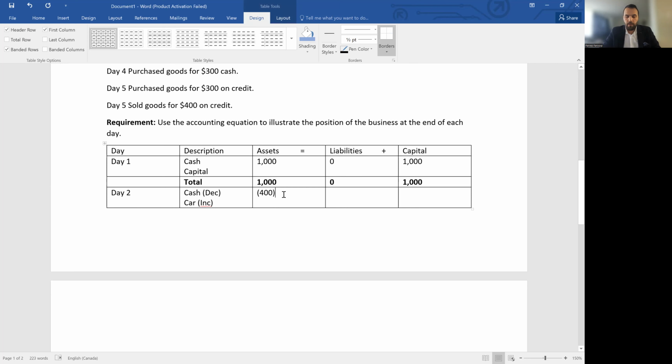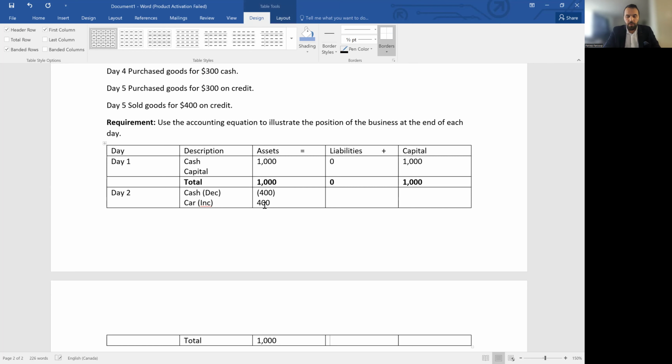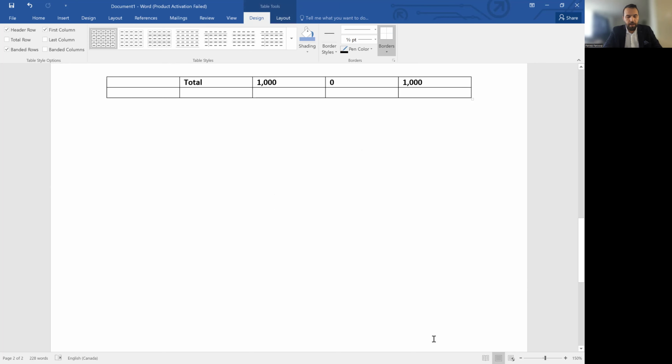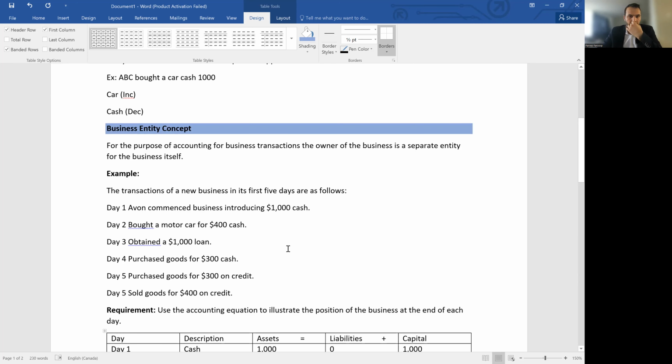In car, I will write positive 400. After this transaction, how much total do we have right now? 1,000 minus 400 plus 400 again equals 1,000. 0 liability we have and 1,000 capital we have. If you see, our equation balances: we have 1,000 assets, 0 liabilities, and 1,000 capital. Let's start day three.